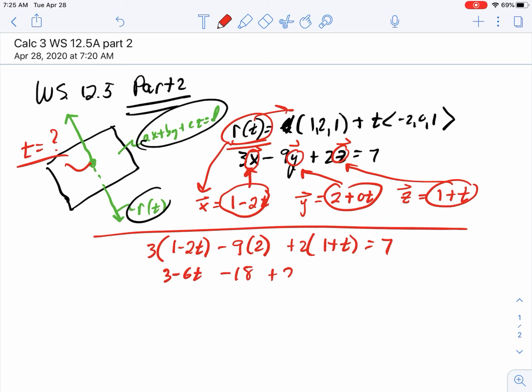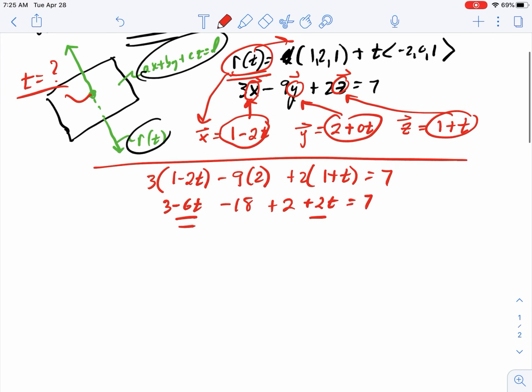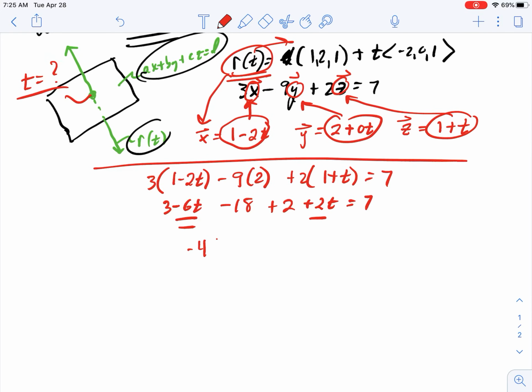All right, so let's do the algebra here. You have 3 minus 6t minus 18 plus 2 plus 2t equals 7. We get -4t, so we have 5 minus 13... so we have -4t equals 20, and the time is t equals -5, so -5 seconds ago, -5 minutes ago, all that.